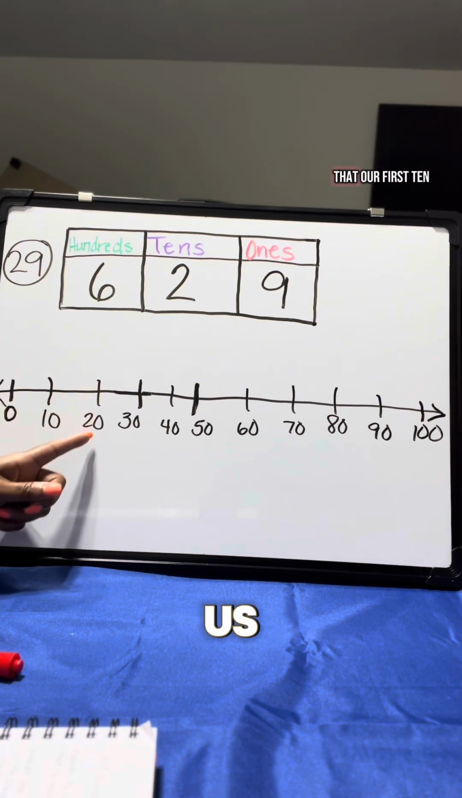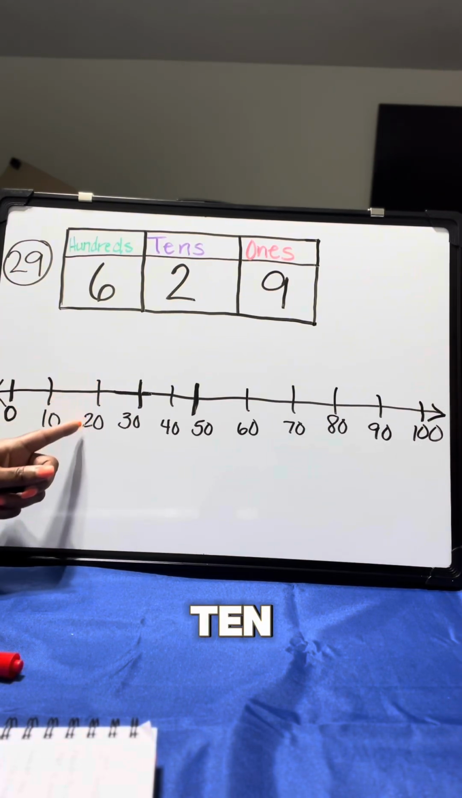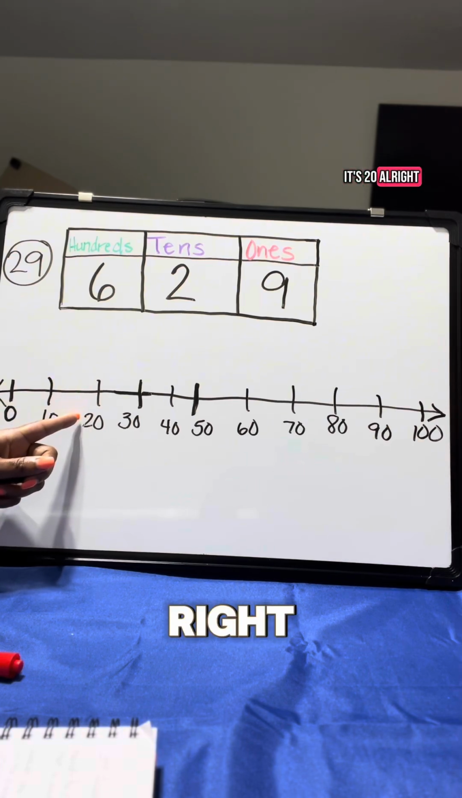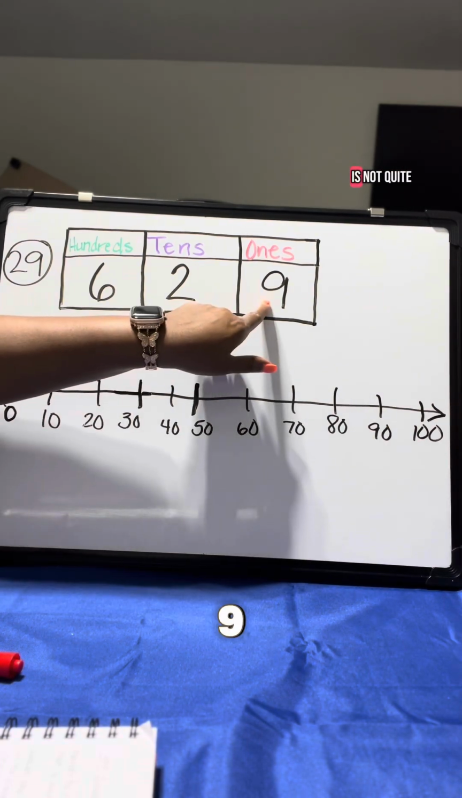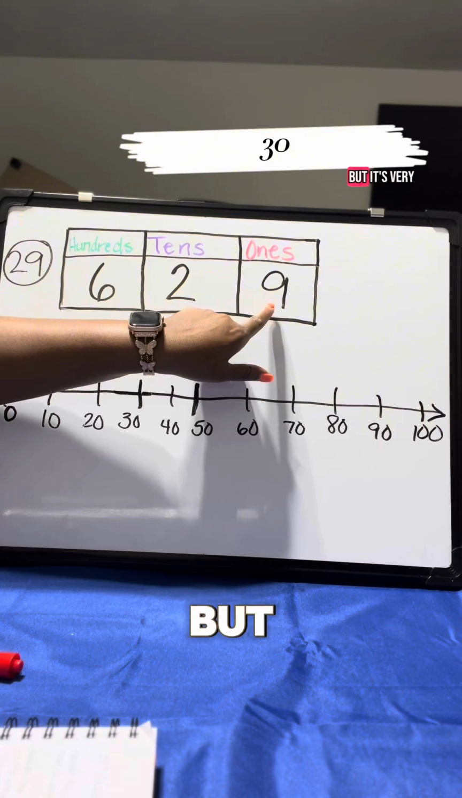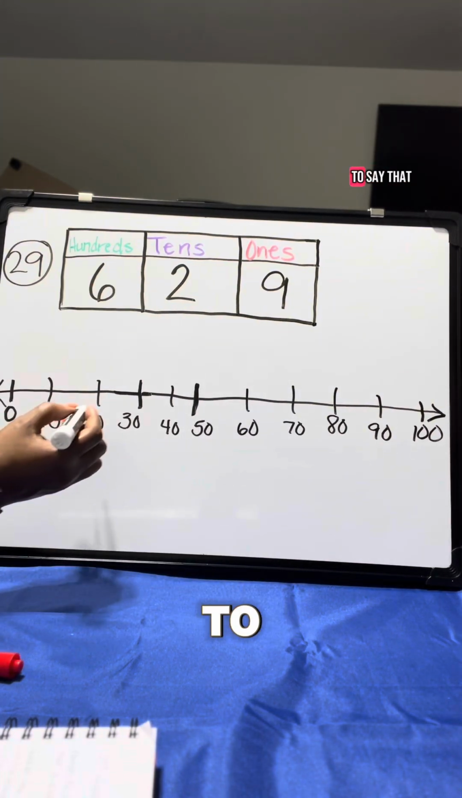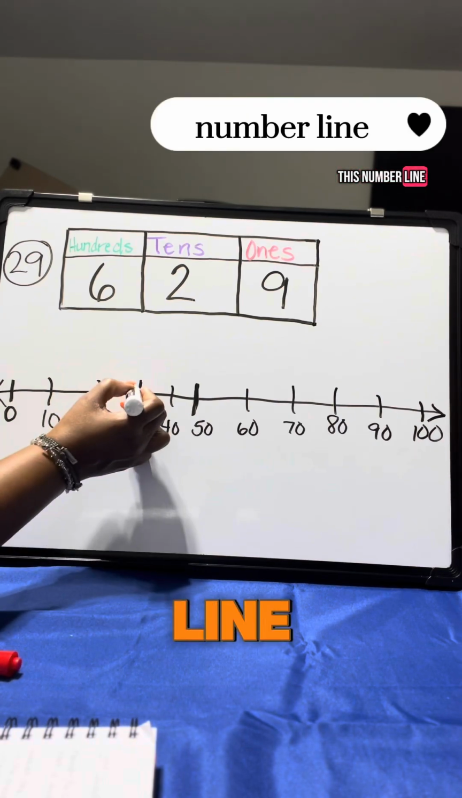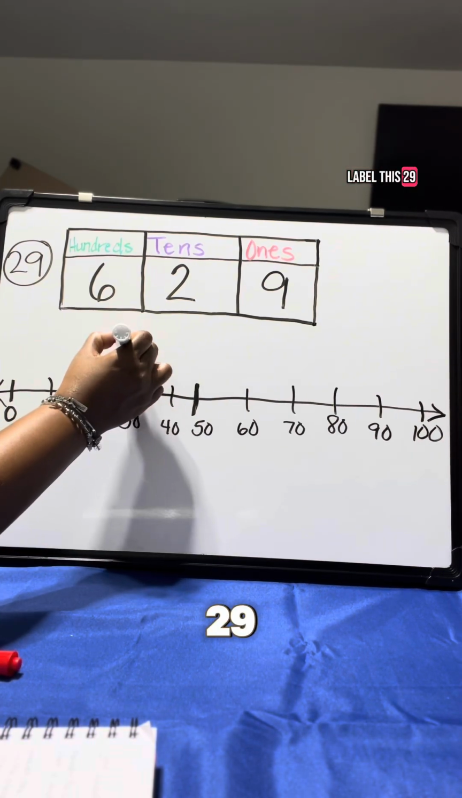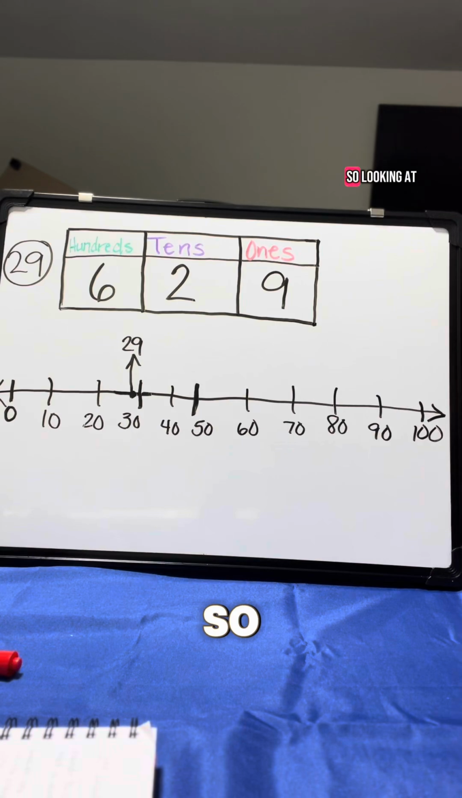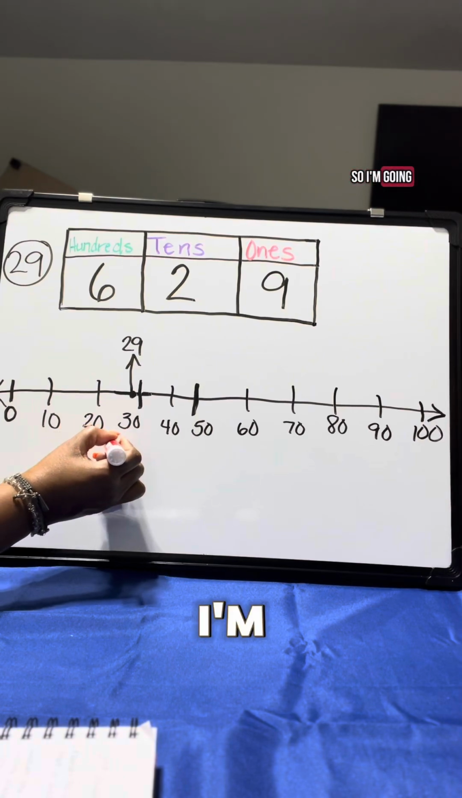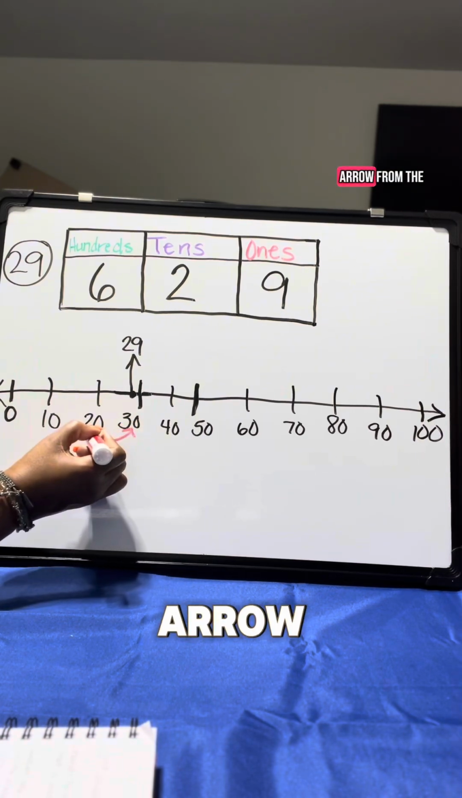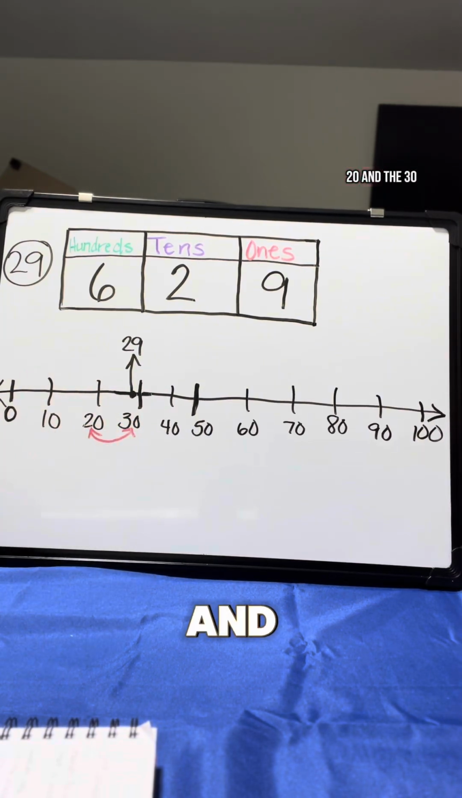That tells us that our first 10 is 20. And we know that the 9 is not quite to 30, but it's very close. So we're going to say that 29 is about right here on this number line. I'm going to label this 29 about right here. Looking at our number line, what two tens does that number fall between? I'm going to draw an arrow from the 20 and the 30.